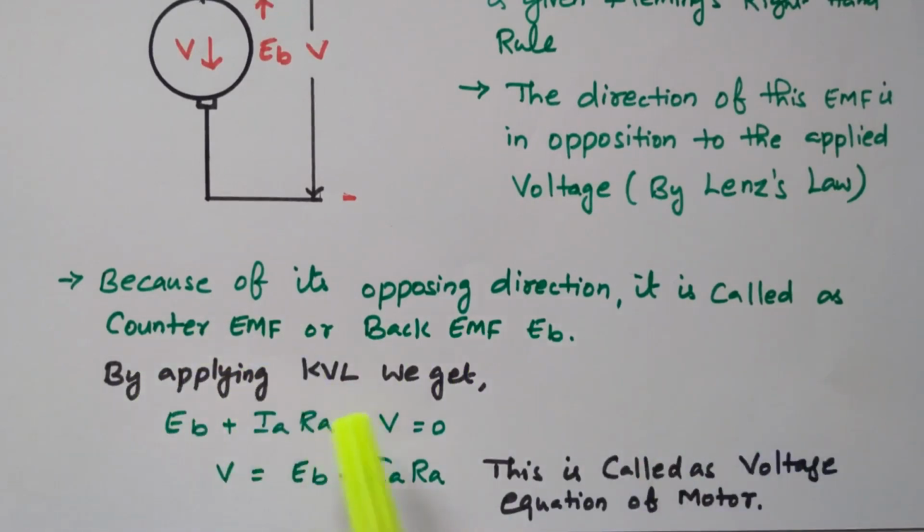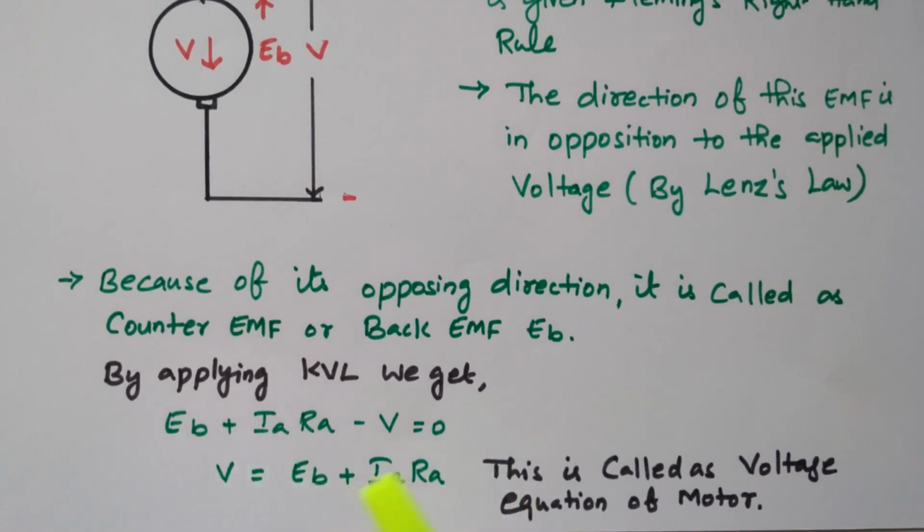What is the KVL equation? EB plus IARA minus V equal to 0. Otherwise, V, the applied voltage, is equal to the back EMF plus the armature resistance drop. V equal to EB plus IARA, right?